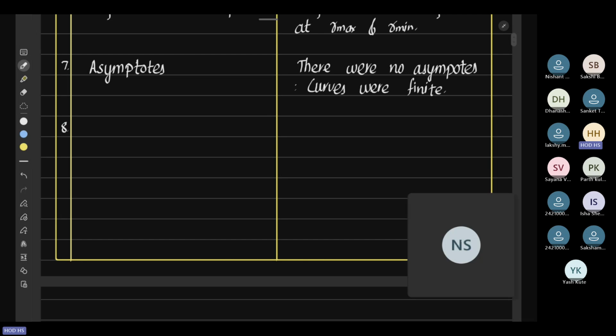And finally, we drew some table values. Here also again some tabular values. And finally, we drew the graph using all the information that we got.